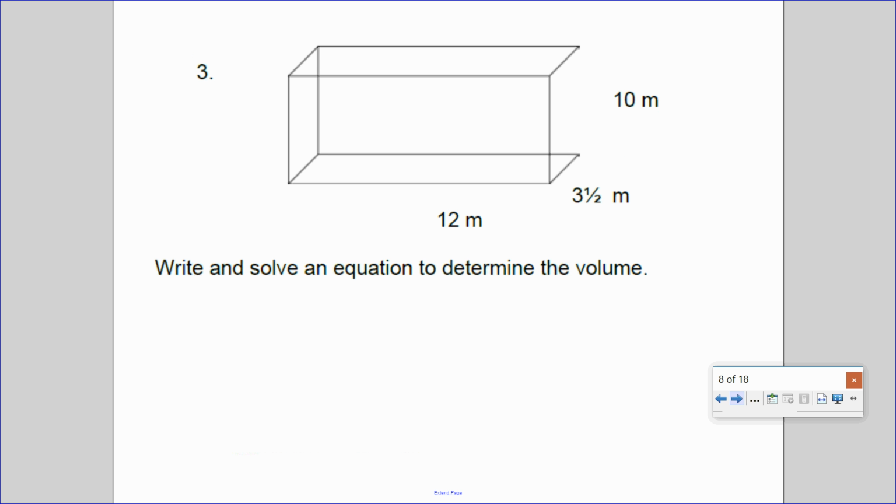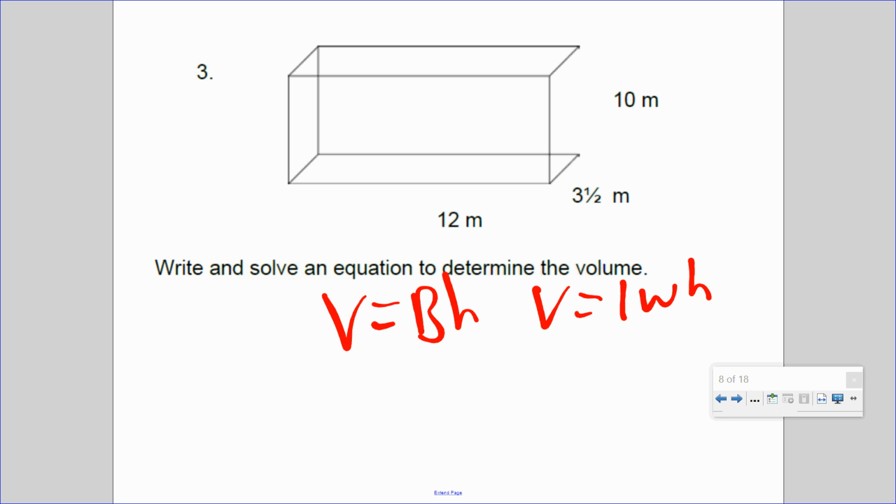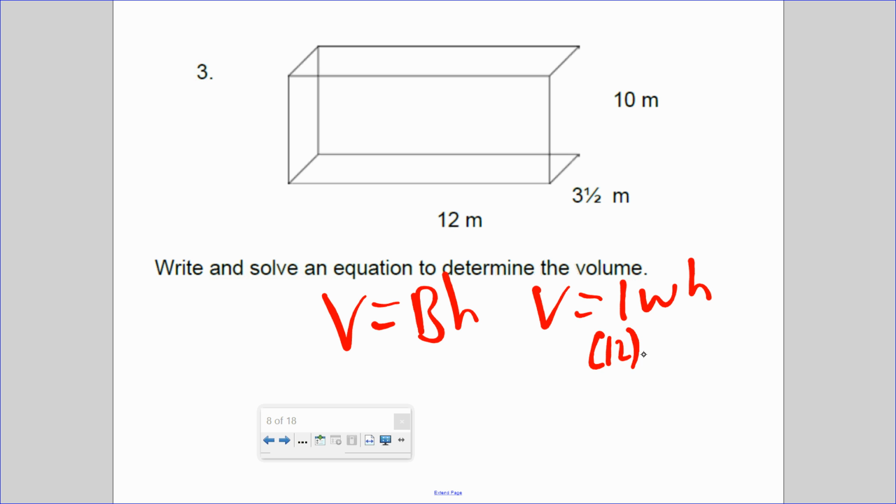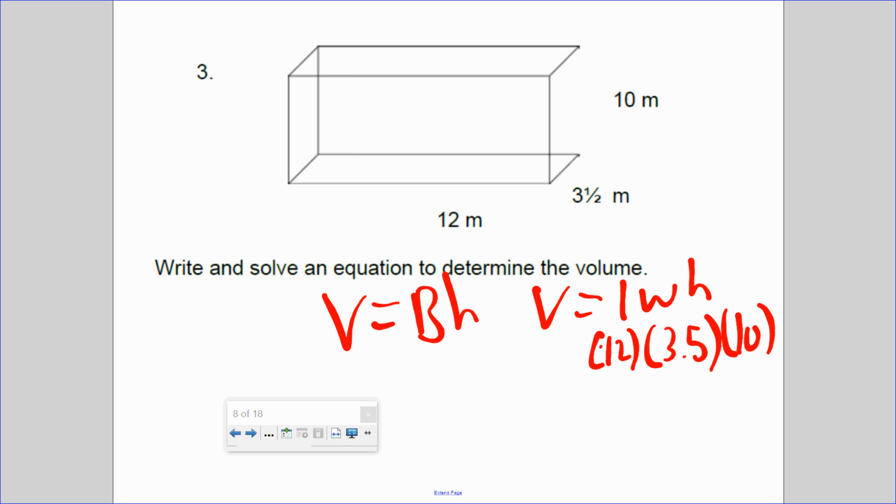Write and solve an equation to determine the volume. So for volume, you can use the capital B H, which I'm cool with. Or if you prefer using length times width times height, I'm cool with that too. So the length is 12, the width is, do you want to use 3.5 or 3 and 5/10? I'm going to use 3 and 5/10. And the height is 10. If I multiply 12 and 10, 12 times 10 is 120. So what's 120 times 3 and 5/10?